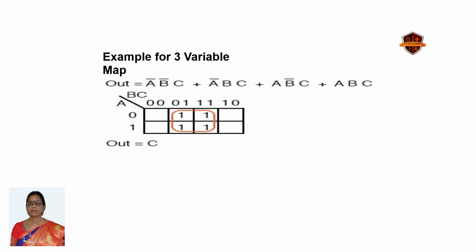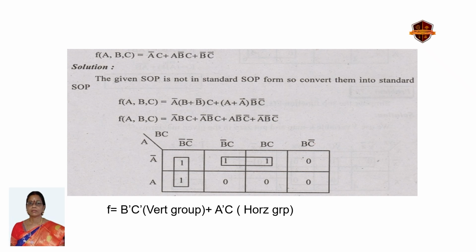So the given function consists of 3 variables, but after simplification the result is a single variable. Thus it is simplified to 1 variable using K-map. Now we will see another example, which is given as f of ABC is equal to A bar C plus A B bar C plus B bar C bar. In this function, we have 3 terms and it is a function of 3 variables.